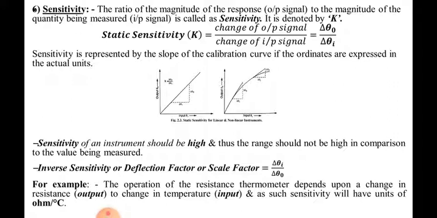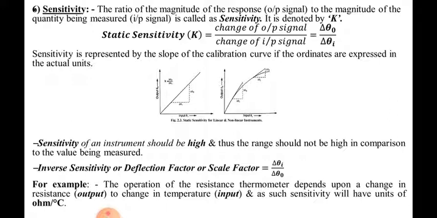Now, sensitivity is represented by the slope of the calibration curve if the ordinates are expressed in actual units. In this graph, on the x-axis there is the input theta I, and on the y-axis there is the output theta O. The slope, as you have studied in mechanics or physics for a line passing through the origin, is tan theta, equal to opposite side upon adjacent side.